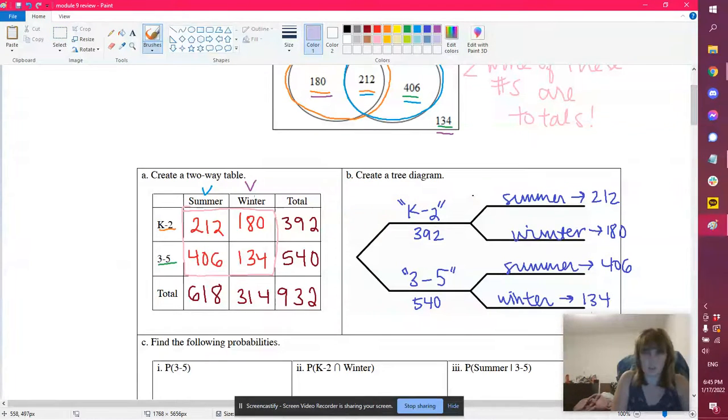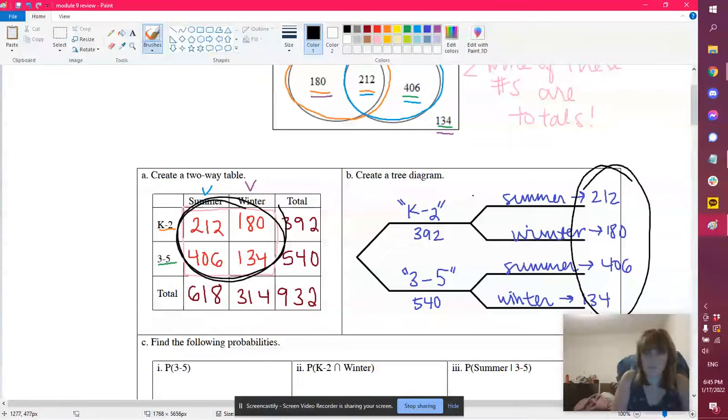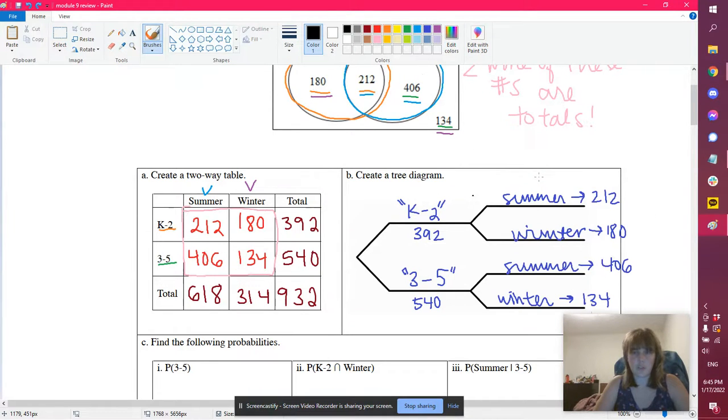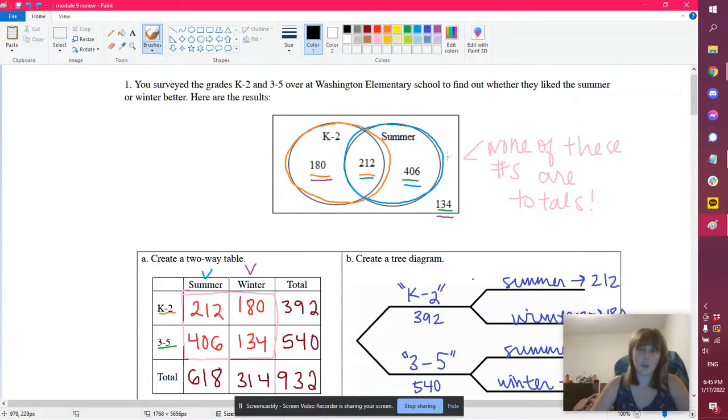Again, these numbers, let me get a better color. These numbers and the numbers in the Venn diagram are all the same numbers, right? The final breakdown. One way to know that you've done it right. Cool. Now you've got all 3 representations.